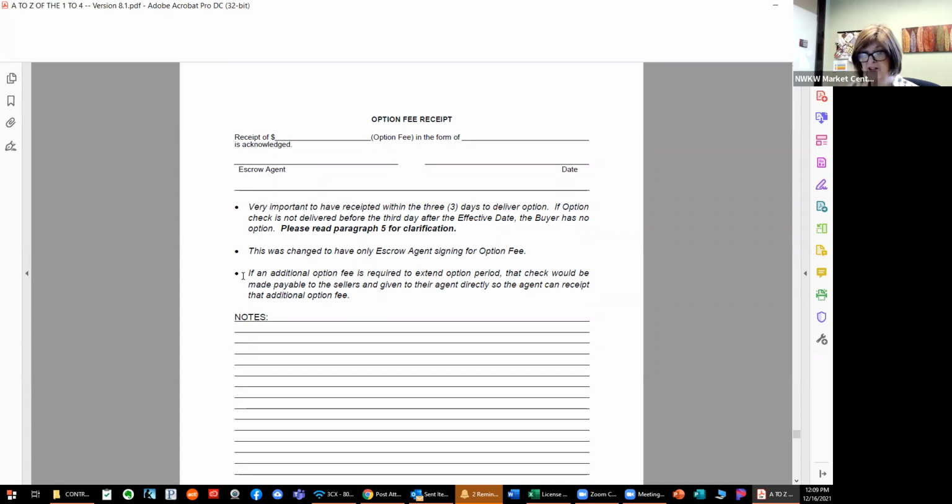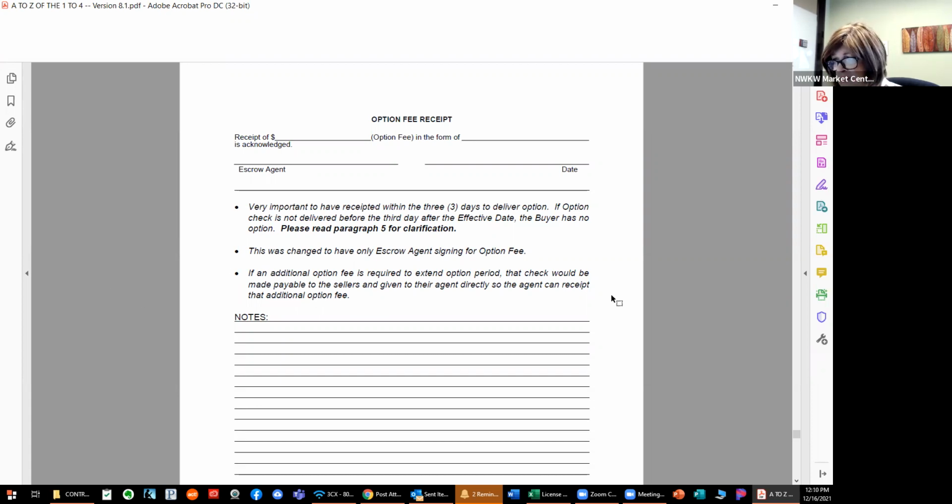If an additional option fee is needed because they need to extend or something of that nature, then the check would be made payable to the seller, and you would give that to the listing agent. You don't go through title for that. If there's additional option involved, that goes straight to the agent to give the seller immediately.